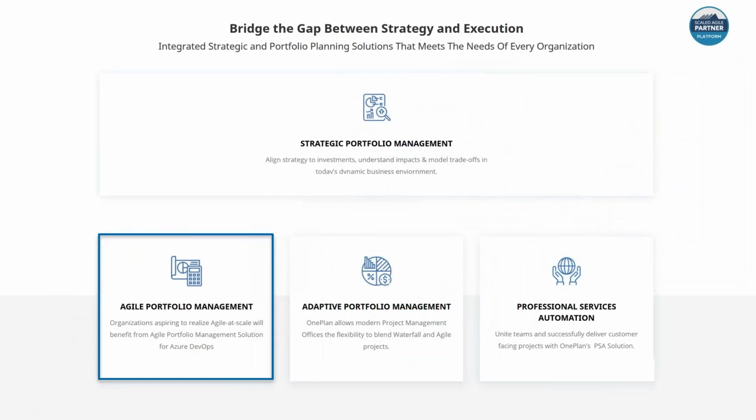OnePlan actually has 3 solutions. So if you go to our website, you'll see that we have our strategic portfolio management solution. We are going to be showing Agile portfolio management, which is the one that addresses Agile at scale and SAFe specifically. I showed initially how you can be doing adaptive portfolio management, and we have that solution also available, that specific configuration for that process. And I'll just in passing mention that we have professional service automation, which is one of our core solutions for organizations that are seeking to drive portfolio management through better engagement management through professional services.